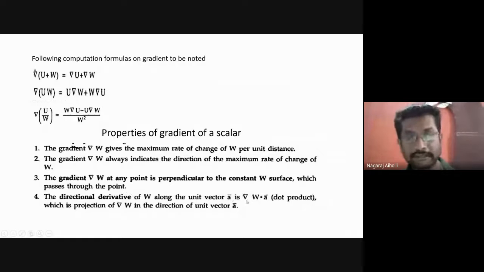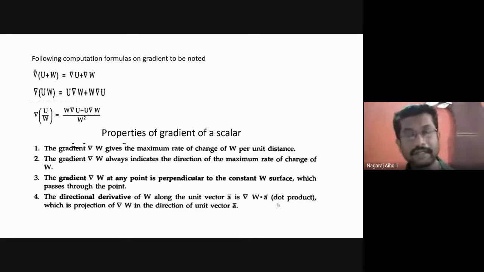That is, it is given by the del operator on W dot A bar. Del W dot A bar, which is a dot product. Del W is our gradient function. If we take the projection of del W on the unit vector, we have seen while discussing vectors the projection of vector A on vector B: if you are projecting A bar on B bar, then that gives A bar cos theta dot B.